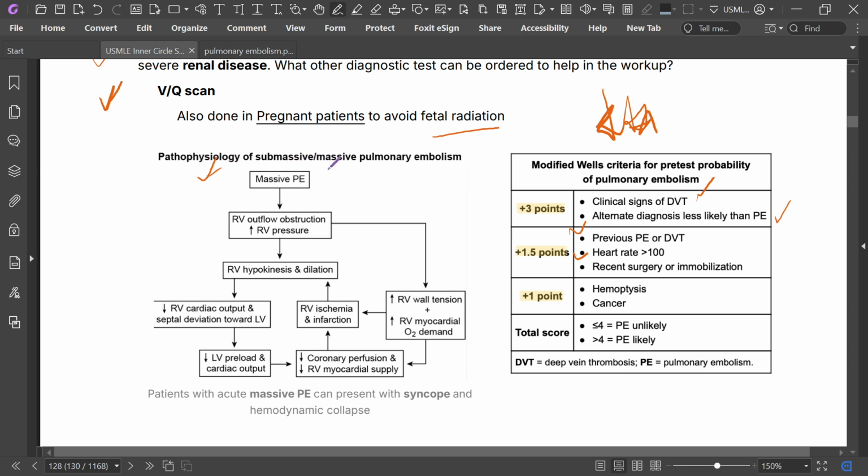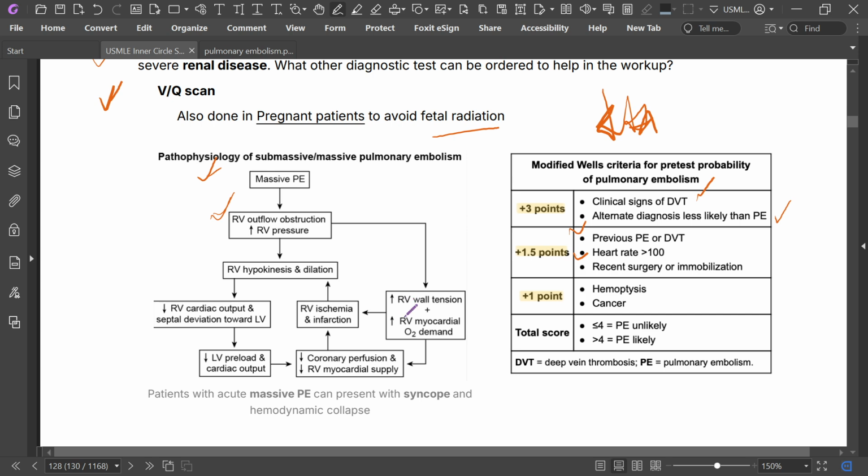Pathophysiology of submassive or massive pulmonary embolism. In massive pulmonary embolism, right ventricular outflow obstruction and increased right ventricular pressure will increase right ventricular wall tension and increase right ventricular myocardial oxygen demand. This will increase right ventricular ischemia and infarction.